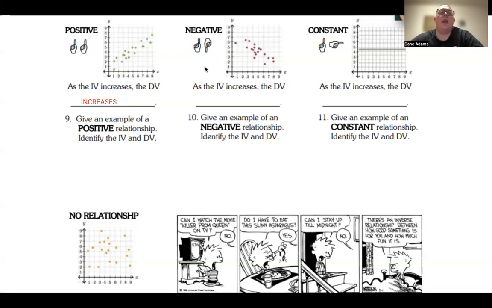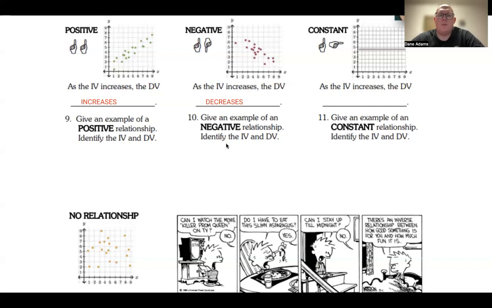Conversely, another thing that could happen between two variables is a negative relationship. You can see here that as the independent x variable increases, gets bigger, the dependent variable actually gets smaller, it decreases. We call this a negative relationship. It says to give an example. Again, you can probably think of many, many examples.